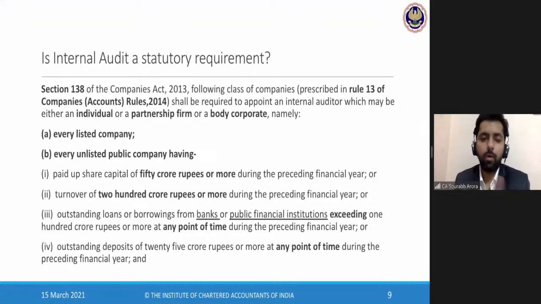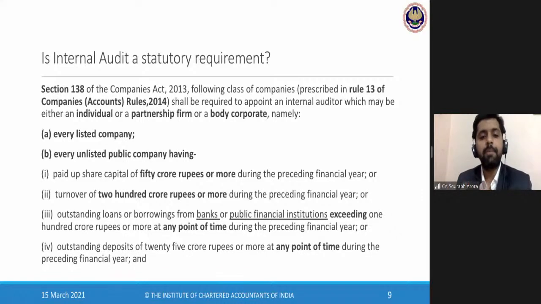So it also depends on the nature of business, in which field the internal auditor will be required, and many companies appoint internal auditors of various different fields. Here we can see that every listed company is required to have an internal auditor. Every listed company, irrespective of the turnover, loans, deposits, or whatever the conditions are, must have an internal auditor. This is the requirement of Section 138 and Rule 14.